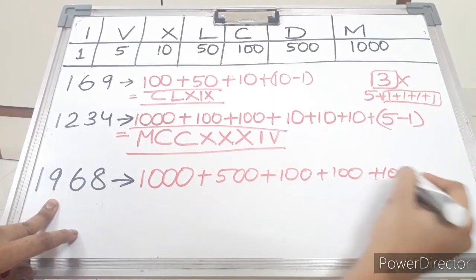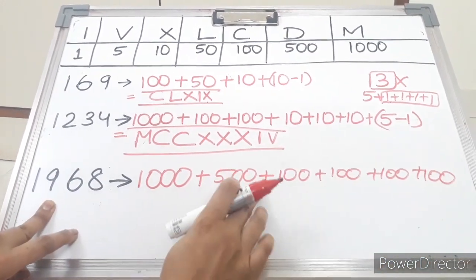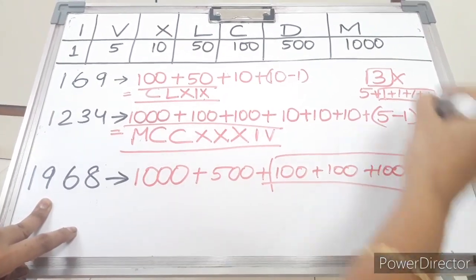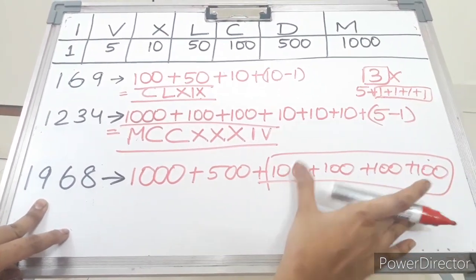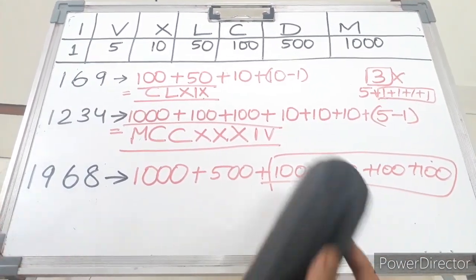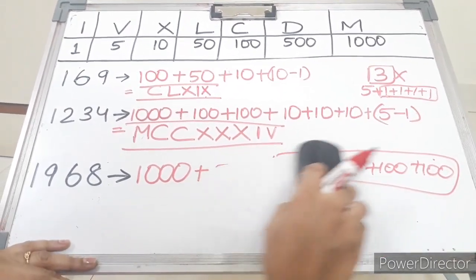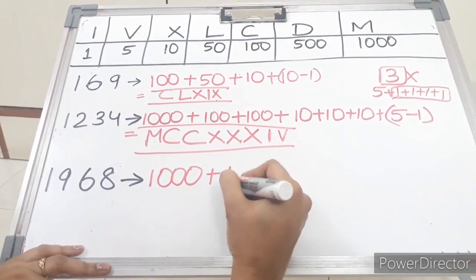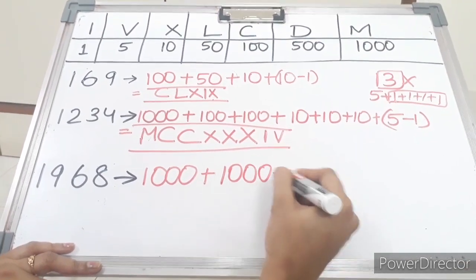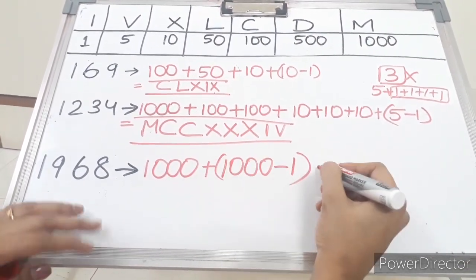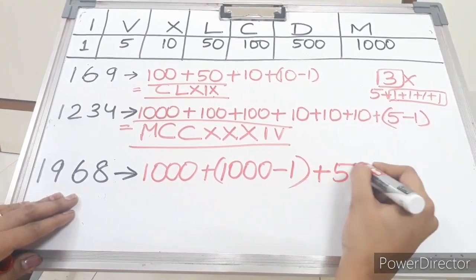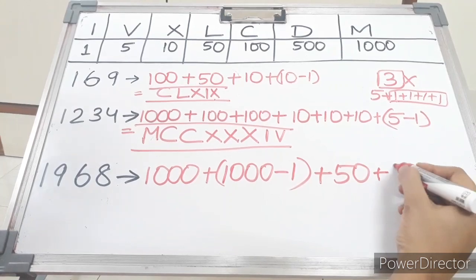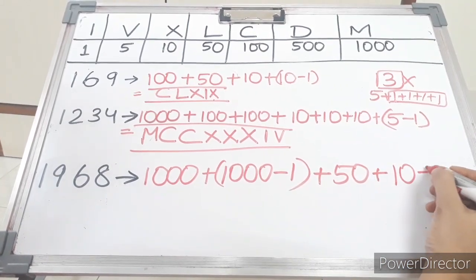Plus 100 plus 100. So is this correct? No. Because same rule, we cannot repeat the value for more than 3 times. So we have to think another way. What is the other way? 900. For 900 we can use again 1000 minus 1. This is 900 plus 50 and again plus 10, and this is what?